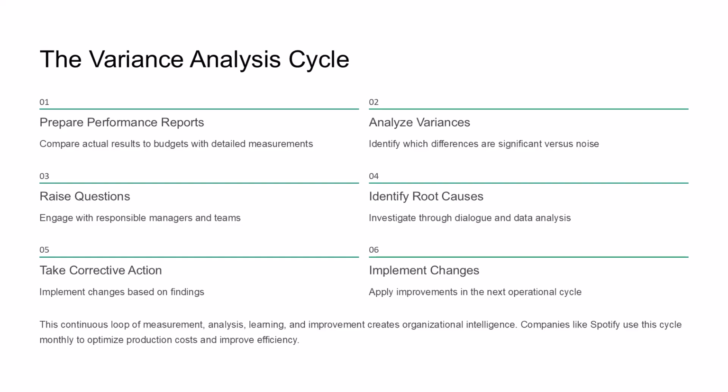The cycle also creates accountability in a healthy way. When production knows their material usage will be measured against standards, they pay attention. When purchasing knows their price variances will be reviewed, they negotiate harder. When department heads know their spending variances will be analyzed, they manage more carefully. This isn't about punishment, it's about visibility.